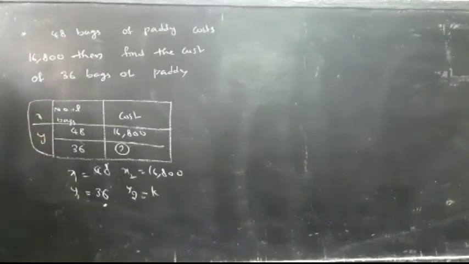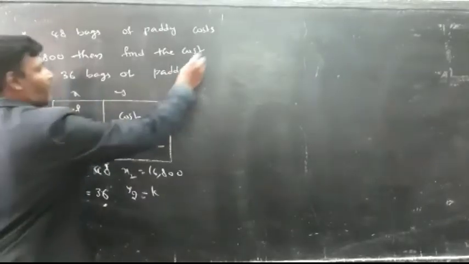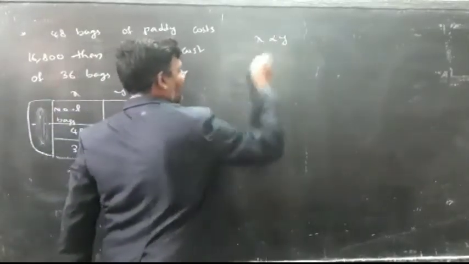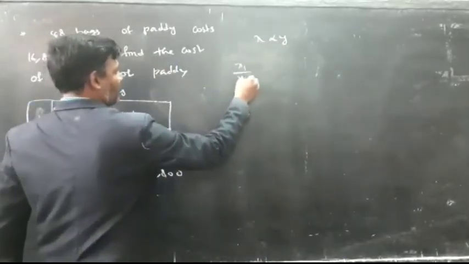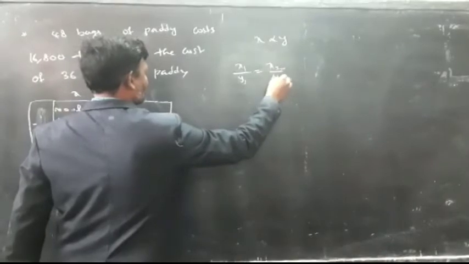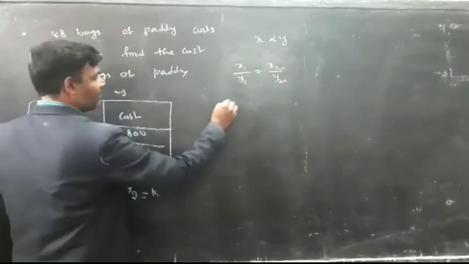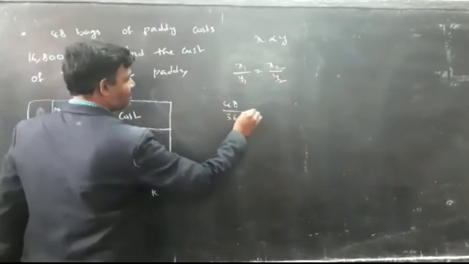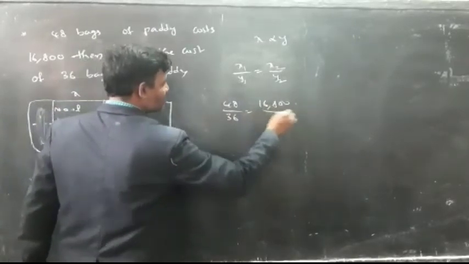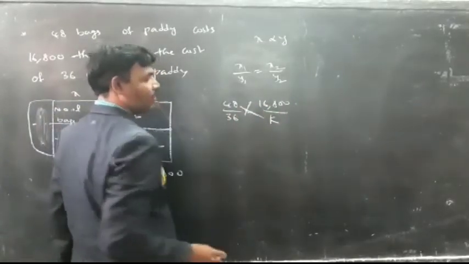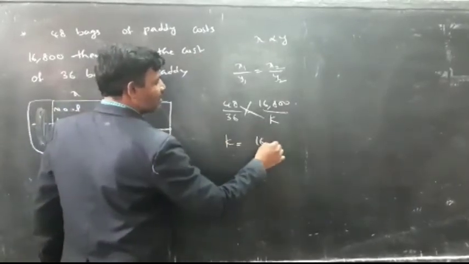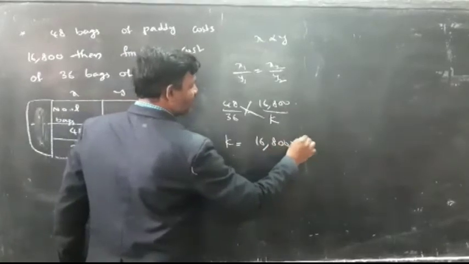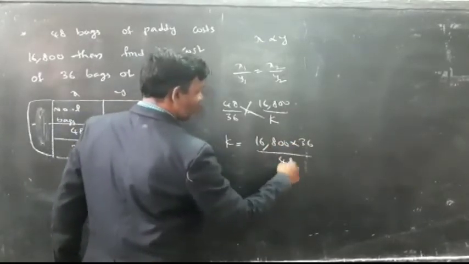x and y are both directly proportional. So x is directly proportional to y. What can we write here? x1 by y1 is equal to x2 by y2. 48 by 16,800 is equal to 36 by k. Now I am doing cross multiplication. By the cross multiplication, what do we get? 16,800 into 36 by 48.